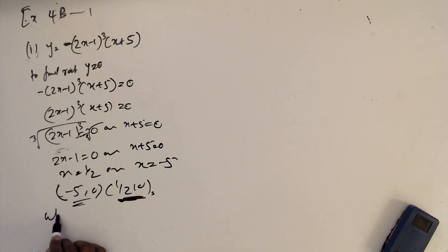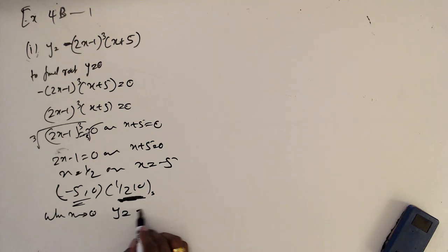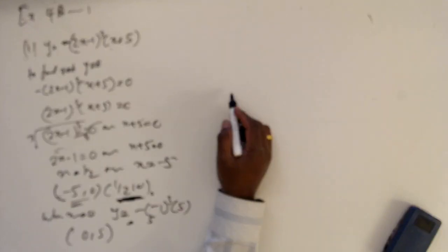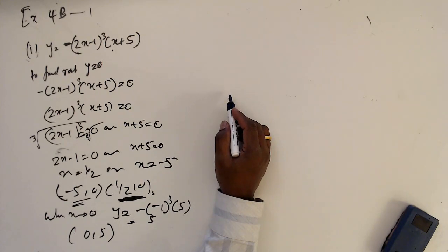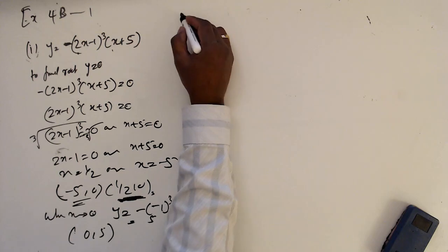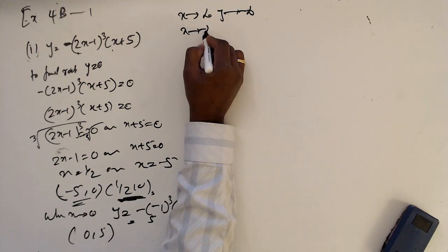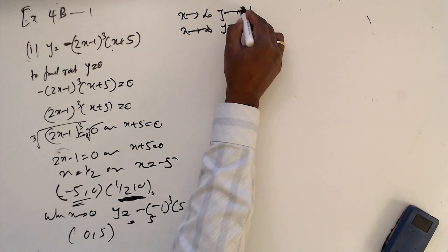When x equals 0, y is minus (minus 1) cubed times 5. This becomes minus, positive 5. So that point is 0, 5. And I can say that this is going to be a negative graph. How do we tell it is negative? As x goes to positive infinity, y goes to negative, and as x goes to negative infinity, y is still going to negative infinity.